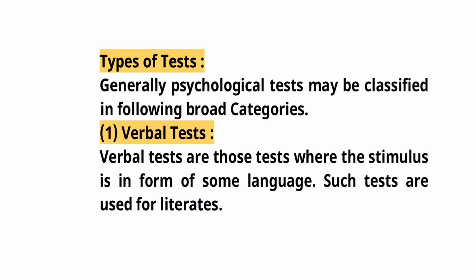Number one, verbal tests. Verbal tests are those tests where the stimulus is in the form of some language. Such tests are used for literates. Stimulus means, if you are to test the intelligence of any person, you will have to give some material. In what form is that material? If the material is in the form of language, for example, if I have written the item in Hindi, the stimulus will be in Hindi. If I have written it in English, it will be English.